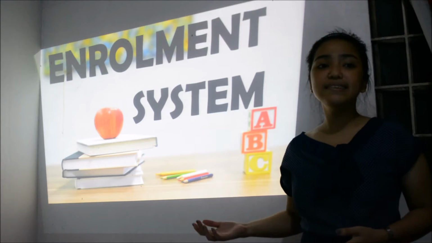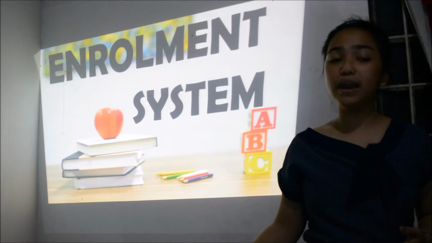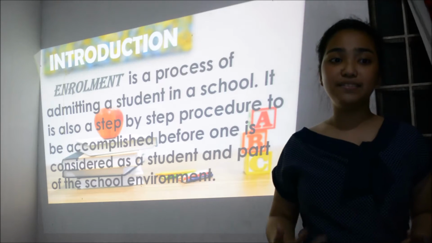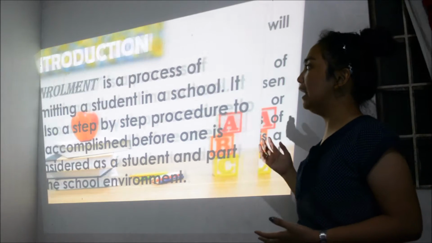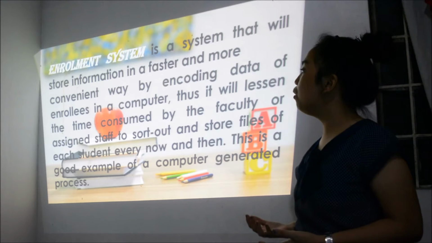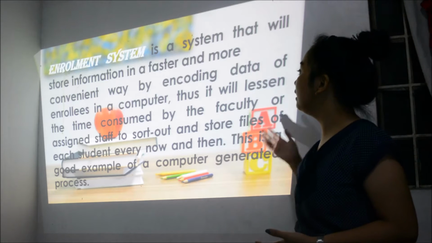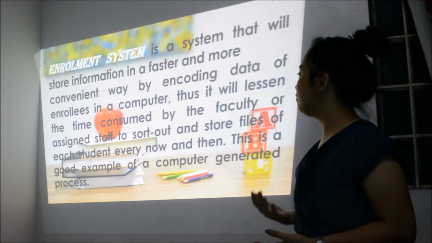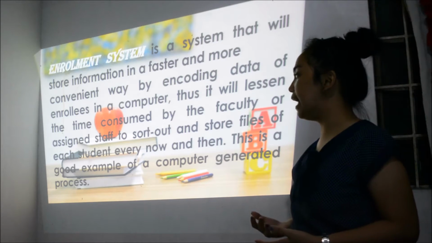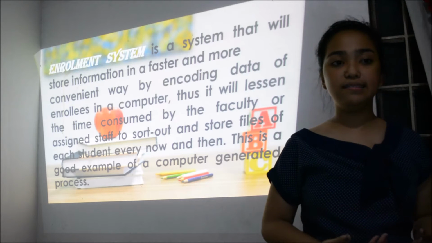Enrollment is a process of admitting a student in school. It is also a step-by-step procedure to be accomplished before one is considered a student or part of the school environment. The enrollment system is a system that will store information in a faster and more convenient way by encoding data of enrollees in a computer. Thus, it will lessen the time consumed by the faculty or assigned staff to sort out and store files of each student every now and then. This is a good example of a computer-generated process.